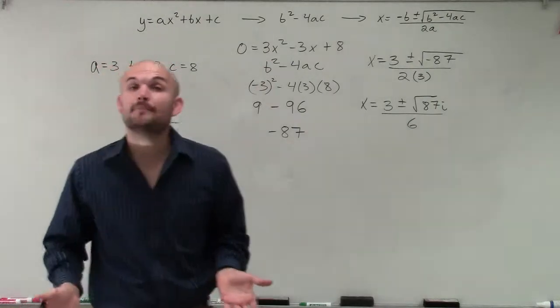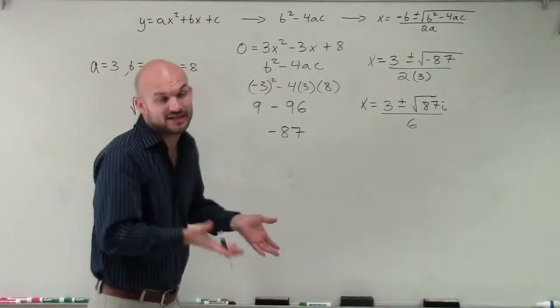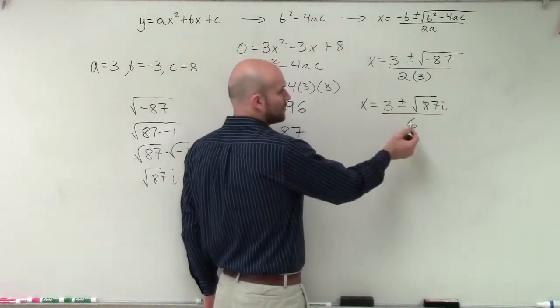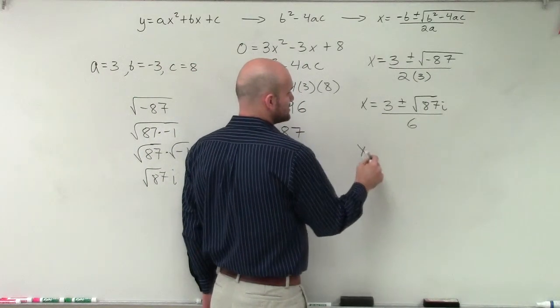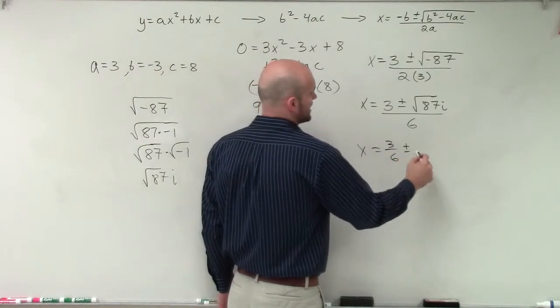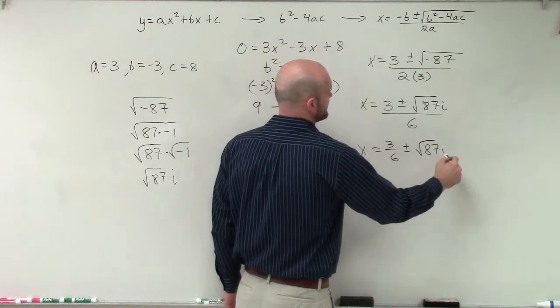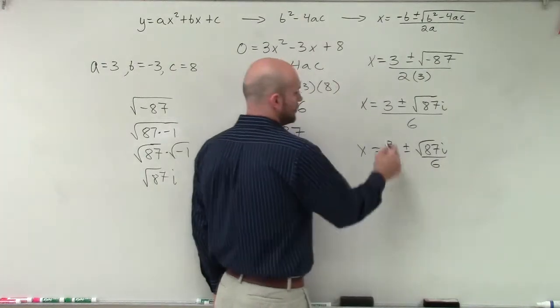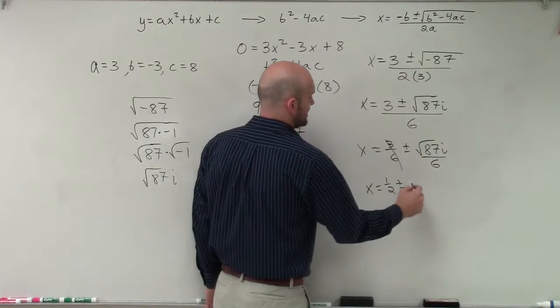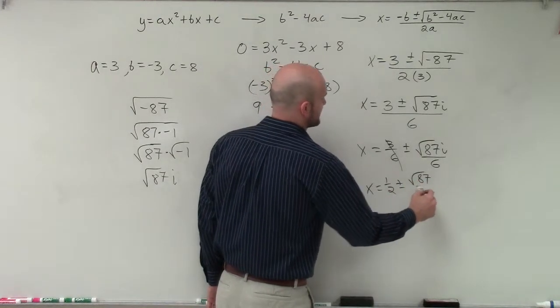Now, when we have a complex solution like this, we need to make sure we always write it in a plus bi form. So therefore, I'm going to divide the 6 into both of these terms. So I have 3 over 6 plus or minus the square root of 87 i divided by 6. Well, this reduces down to 1/2 plus or minus the square root of 87 over 6 i.